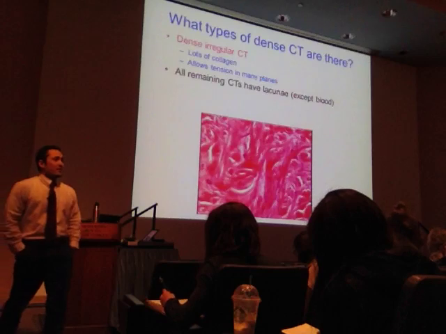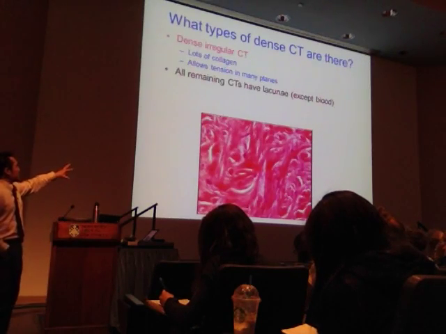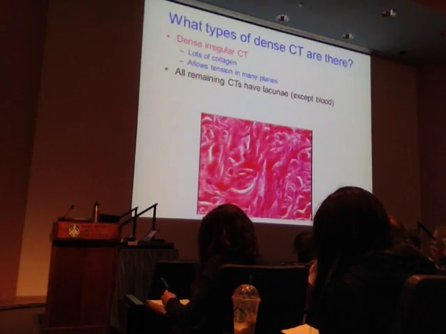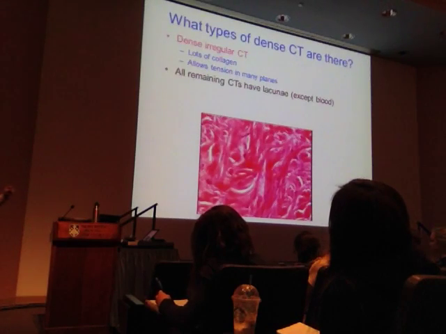If we look at the other version, if you have the opportunity to design a new knee, this might be the type of connective tissue that you decide to use. Because this is called dense irregular connective tissue.